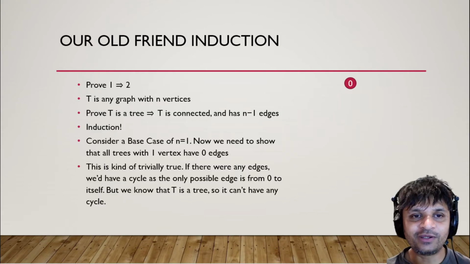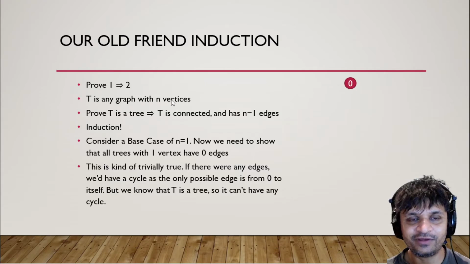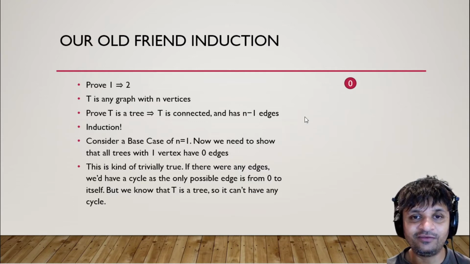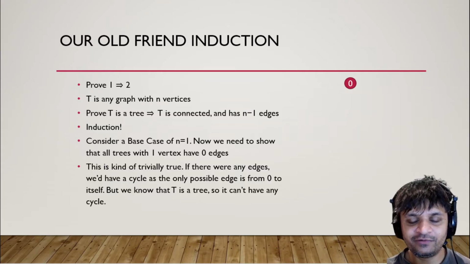Okay, so in this case, we're going to take a base case of n equals 1. So that means T is a tree with one vertex, right? Because it's got n vertices. T is a tree with one vertex, and what we're trying to prove is that it'll have n minus 1 edges, meaning 0 edges. Okay? Now, in real terms, we need to prove that this is true of all graphs of size n. But with n being 1, there aren't many graphs of size 1, right? Any graph of size 1 kind of looks like this, or almost like this.